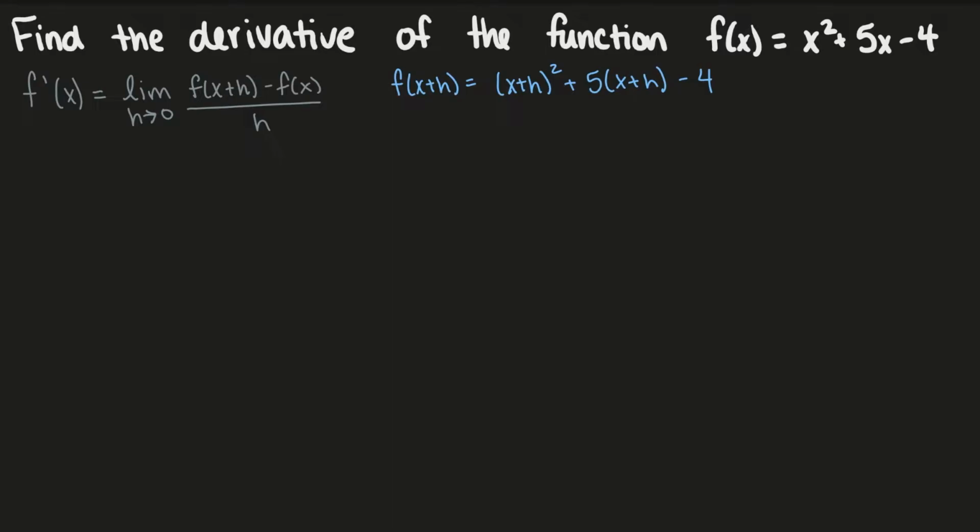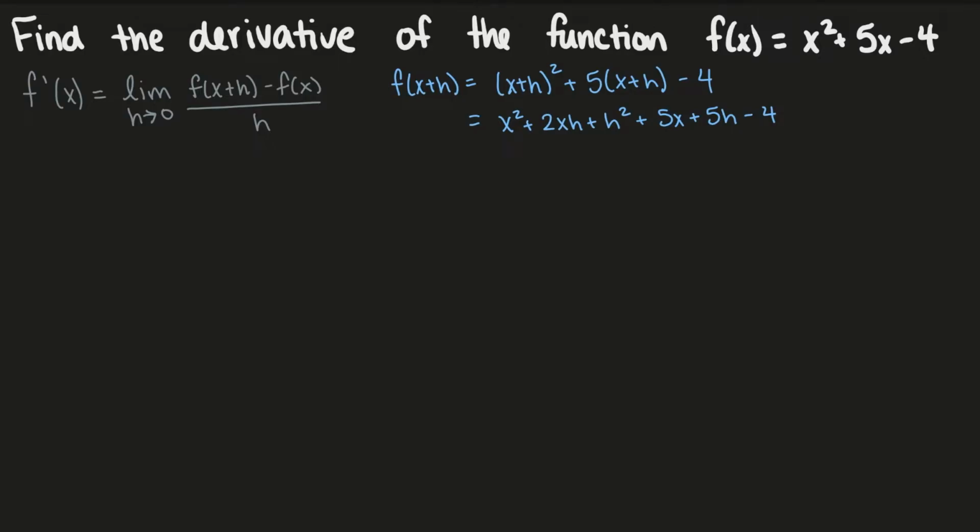Sometimes I find it easier to solve our f of x plus h before plugging it into our definition of our limit, just because that fraction can get very long and very difficult to manage. So if we can solve and simplify this beforehand, it makes the work when solving for our limit a little bit easier. So solving this, we have a perfect square trinomial here in the beginning, so this is going to become x squared plus 2xh plus h squared. We'll distribute our 5, so we get plus 5x plus 5h minus 4. And that's exactly what we're going to plug into our function.